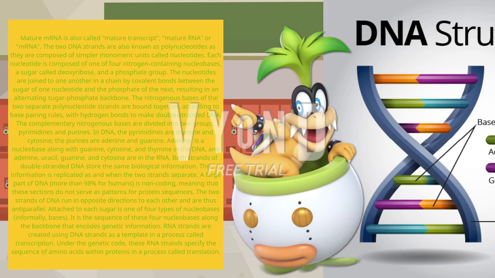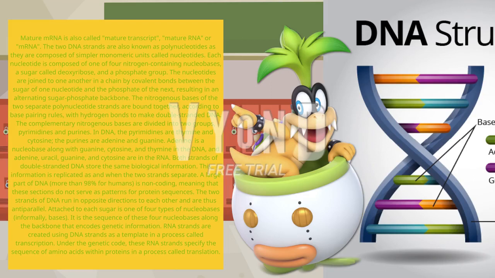The 2 DNA strands are also known as polynucleotides as they are composed of simpler monomeric units called nucleotides. Each nucleotide is composed of one of 4 nitrogen-containing nucleobases, a sugar called deoxyribose, and a phosphate group. The nucleotides are joined to one another in a chain by covalent bonds between the sugar of one nucleotide and the phosphate of the next, resulting in an alternating sugar-phosphate backbone.